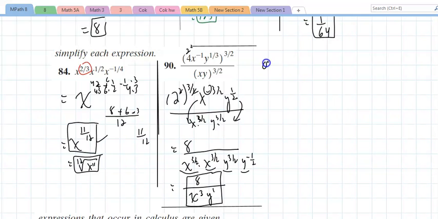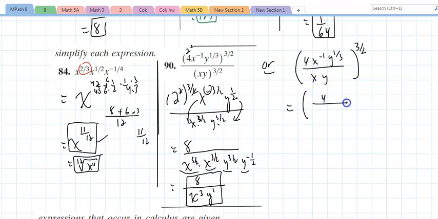Of course, there are many ways you could do this problem. You could say, forget that. What I'm going to do is combine those first and write it all to the 3 halves. You could do that. And then you could simplify the inside first. 4. You move this down because that's larger. That becomes x to the 1 times x to the 1, which is x squared.